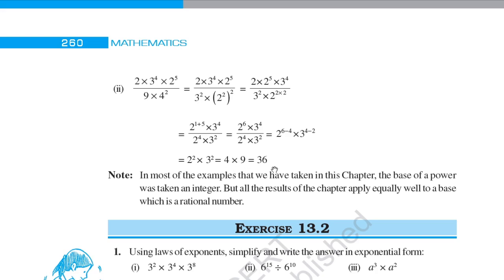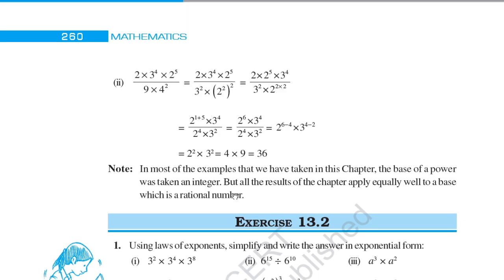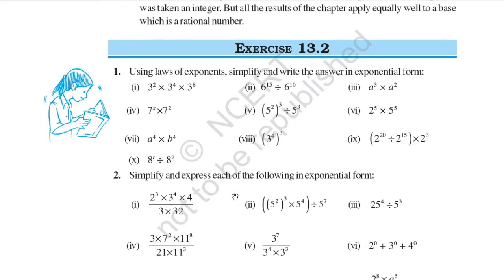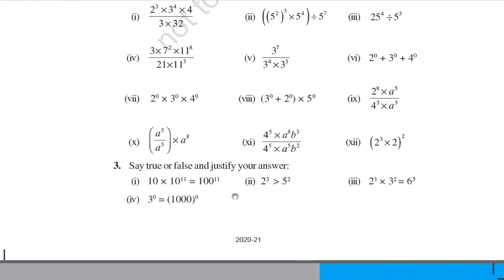There is a note. In most of the examples that we have taken in this chapter, the base of a power was taken as an integer, but all the results of the chapter apply equally well to a base which is a rational number. So it's clear. So here is an exercise. You can solve that. If there is any doubt, you can ask it in the comment box.